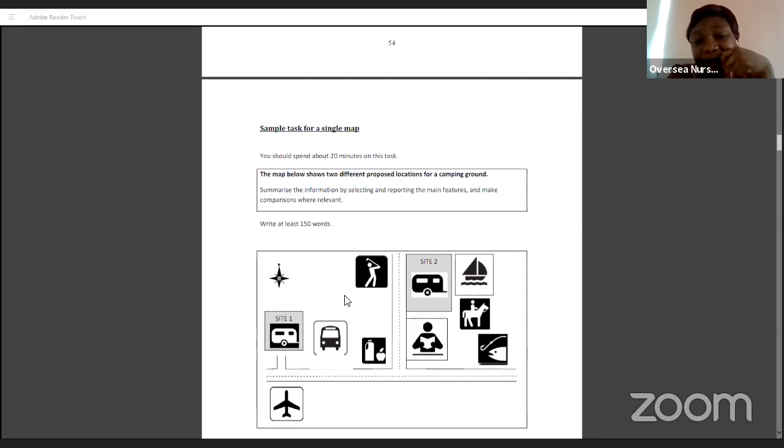I'm now going to describe this site, then describe this site. So my second paragraph, which is my body paragraph 1, I'm going to choose to discuss one site, and choose to discuss the second site in the second one. Now I need a logical point to start from. I'm going to start with the location of site 1 first of all. Where is it located?